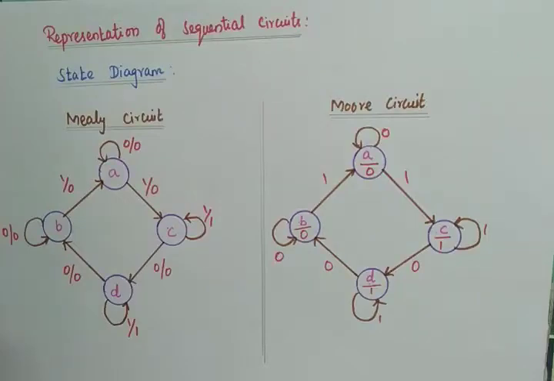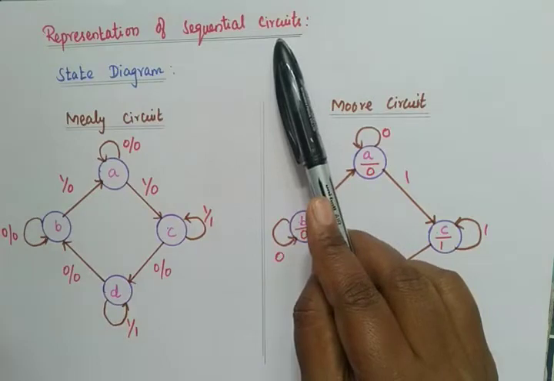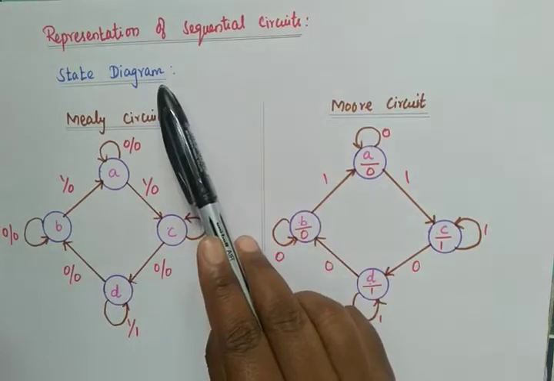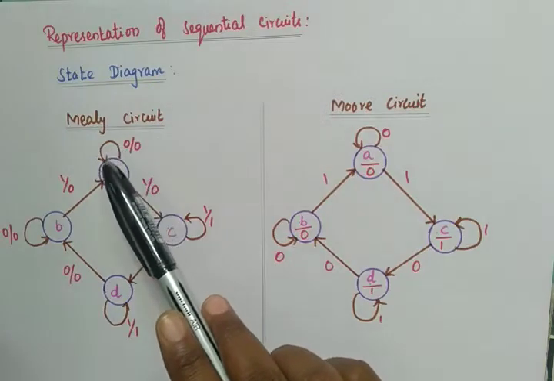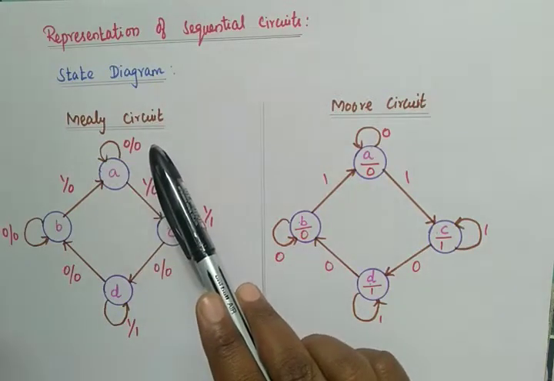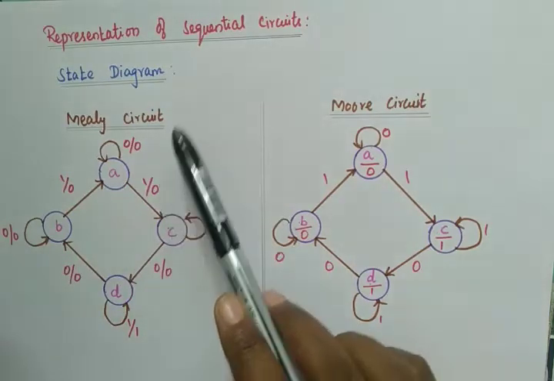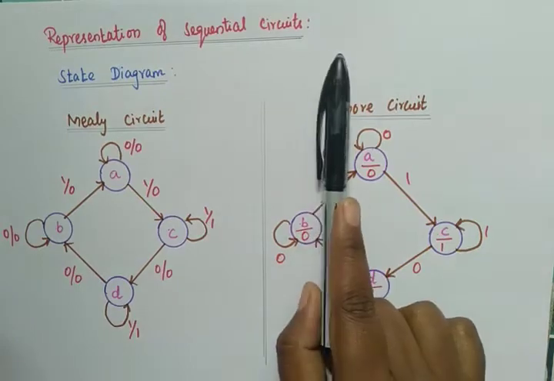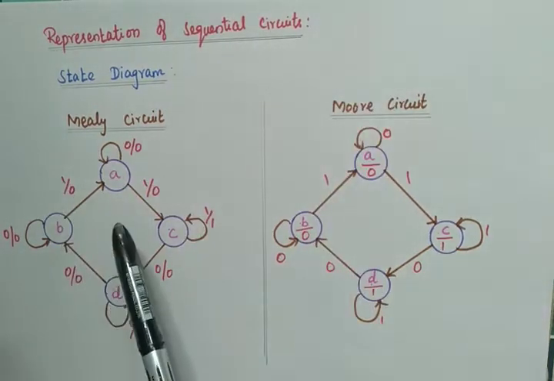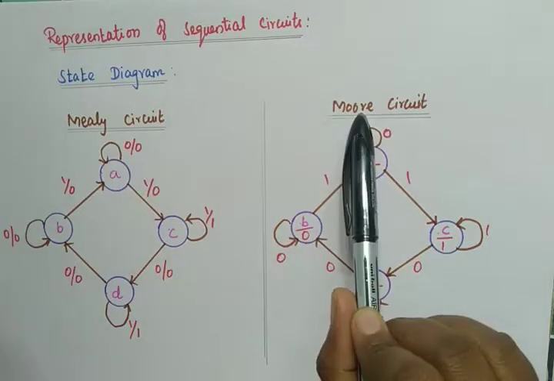Good morning. Today we will see how to represent a sequential circuit. Already I said what is a sequential circuit and what is a combinational circuit. If it is a combinational circuit, we don't have memory elements because the present output depends only on the present input. If it is a sequential circuit, the output depends on the present input as well as past history. So this is the way we have to represent the sequential circuits.